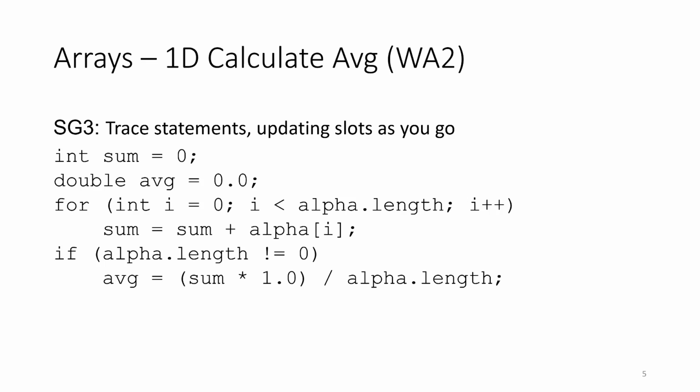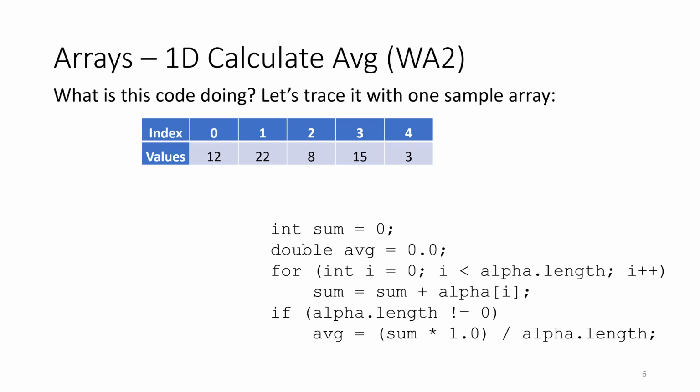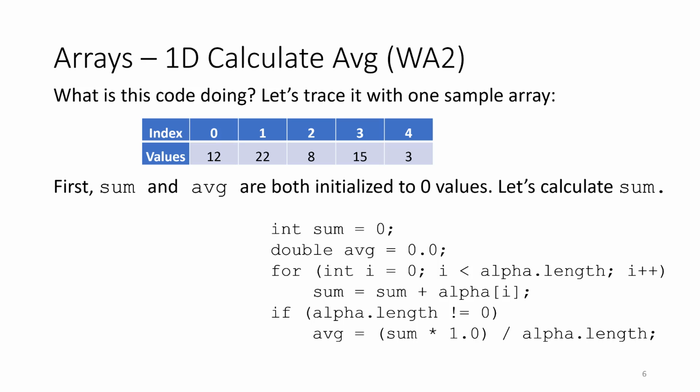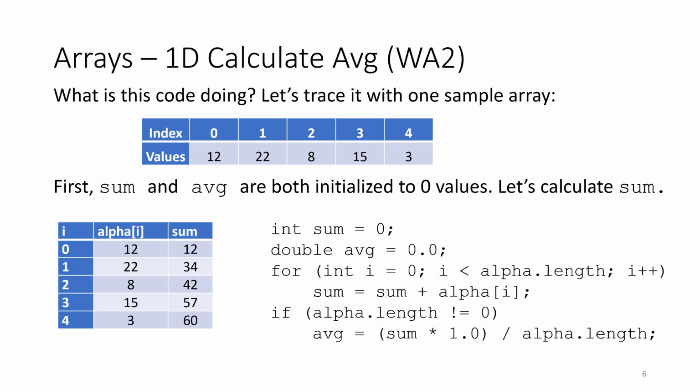Sub-goal 3 then is to trace the statements, updating the slots as you go. But what is this code doing? Let's trace it with one sample array. First, sum and average are both initialized to 0. Then we calculate the sum.